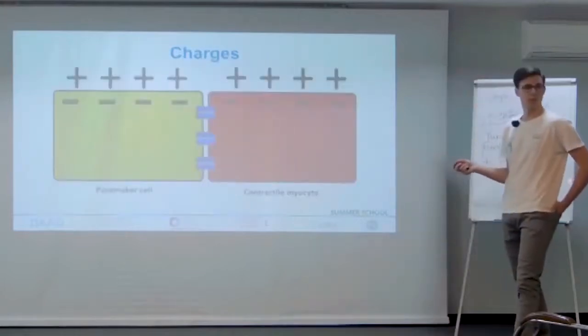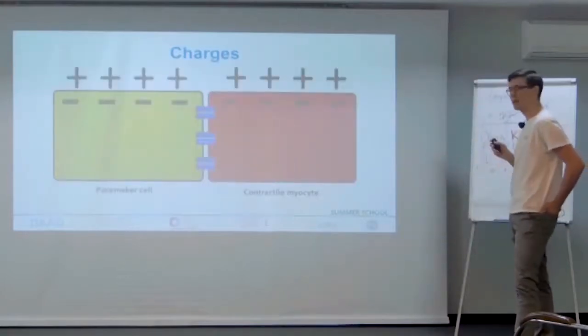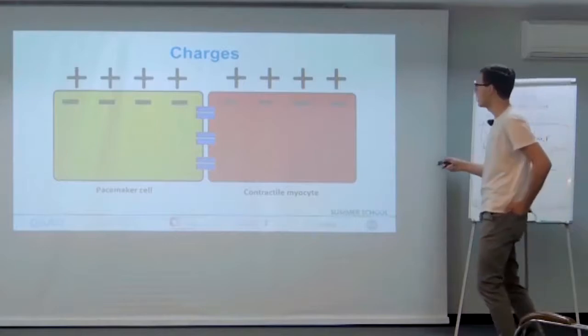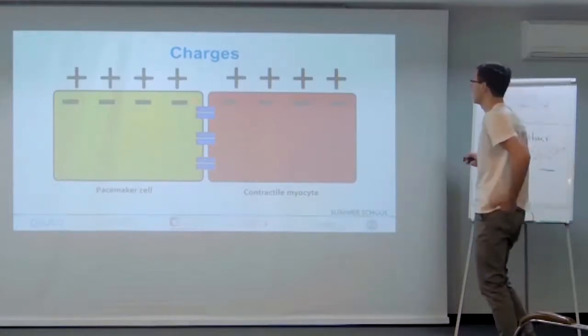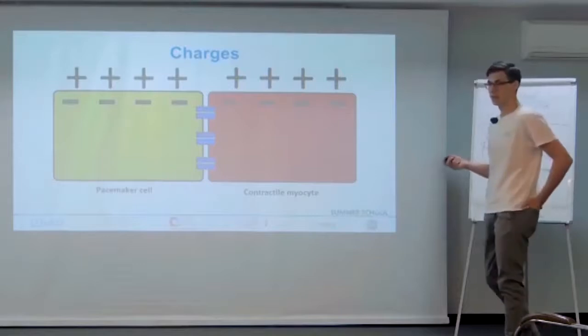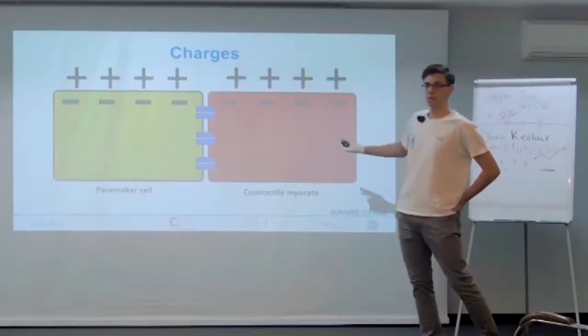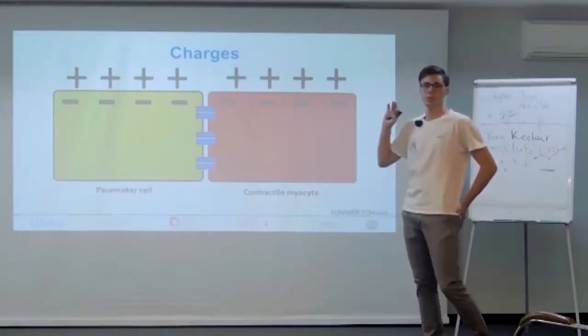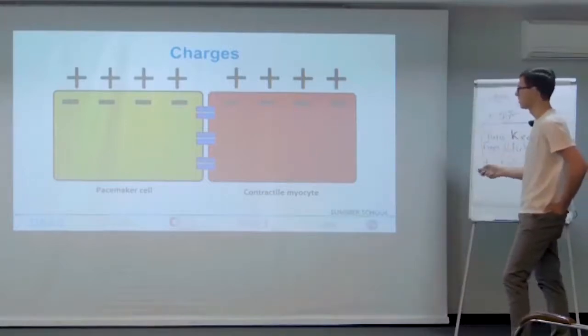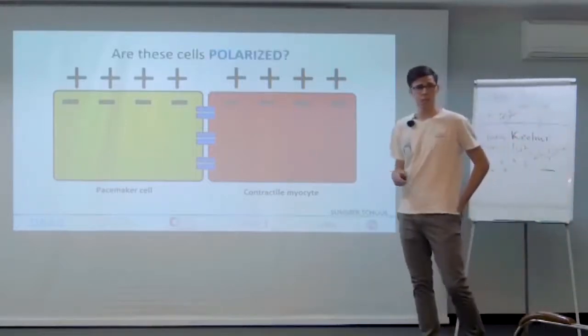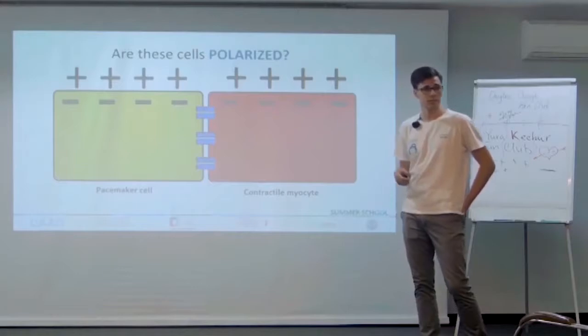Charges. We know about the charges. Vlad explained to you the charges. We always have outside of the cell a more positive charge, and inside of the cell a negative charge. This is what you need to memorize, because this is going to be the crucial thing for the action potential. Outside positive, inside negative. Are these cells polarized or not? Yeah.